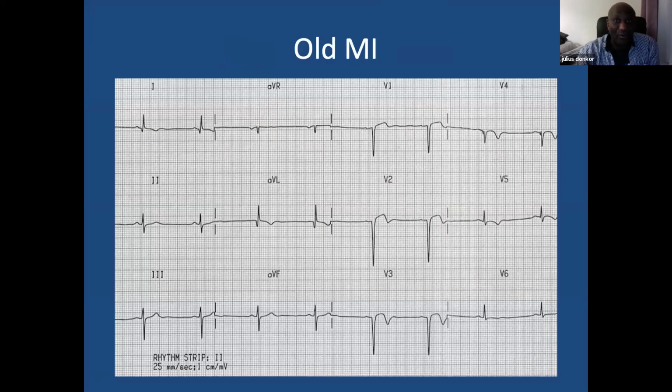So this is old MI. You can clearly see there, old anterior MI, and you can pronounce Q wave there. So it's still resolving actually. This could be LV aneurysm. Deep Q waves with a resolving ST wave. So old anterior MI with maybe LV aneurysm component.